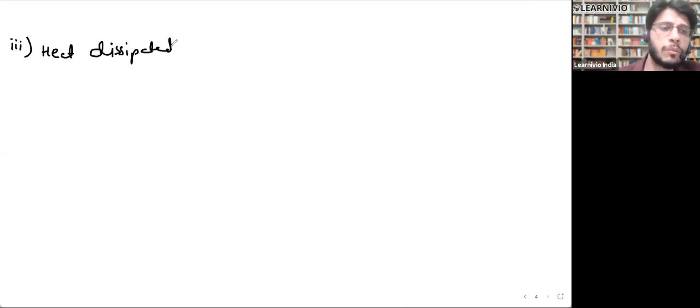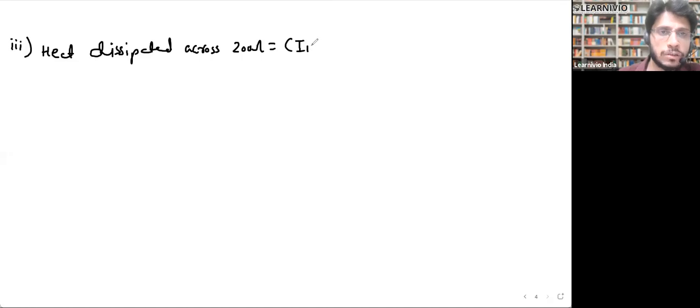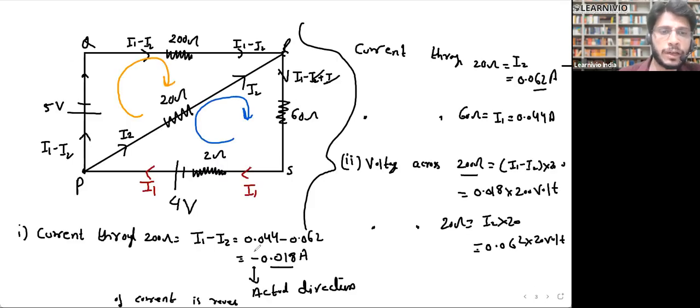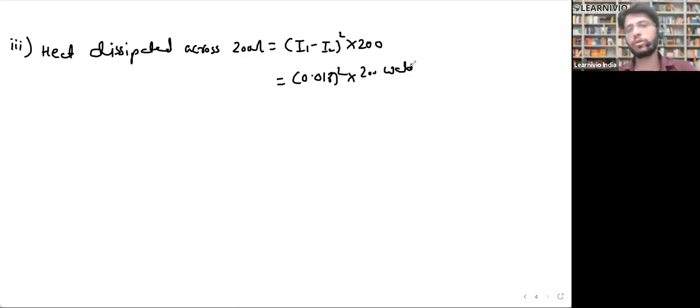Abdullah, now, do you remember any formula for power dissipated? Sir, power is equal to I square R. I square R, right. So if I want to calculate power through this 200 ohm resistor, the current through this 200 ohm is I1 minus I2. So we can write this as (I1 minus I2) square multiplied by R, which is 200. And how much is I1 minus I2? That is 0.018. 0.018 square into 200. So if you know current, you can calculate all quantities. Is it clear, Fatma? Heat dissipated?